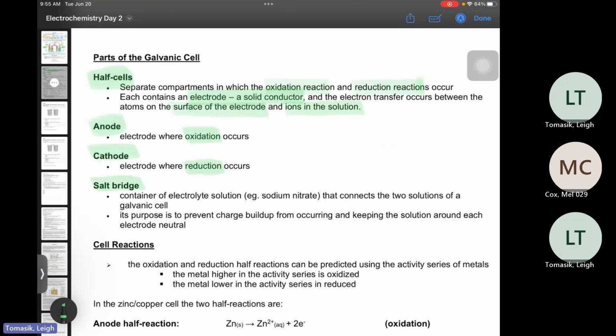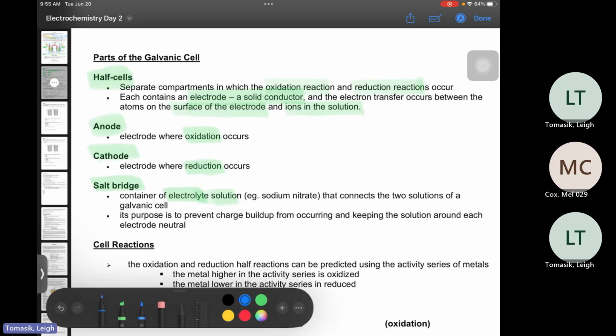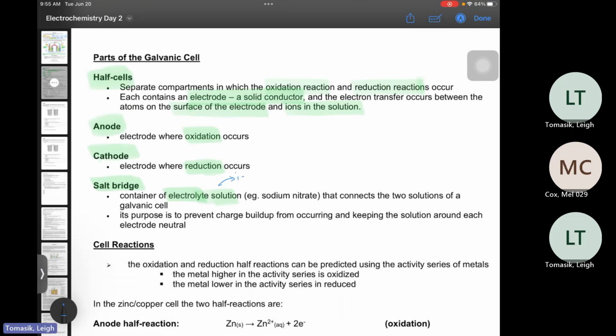And we have a salt bridge that we haven't really talked about. A salt bridge is a container of electrolyte solution, so it has an ionic compound. It's a source of ions. Its purpose is to prevent charge buildup from occurring and keep the solution around each electrode neutral.